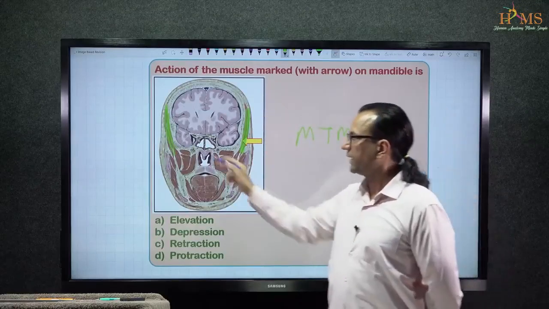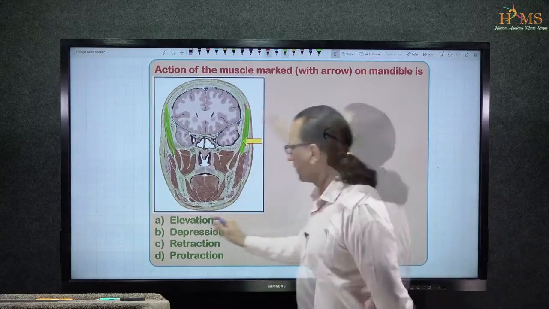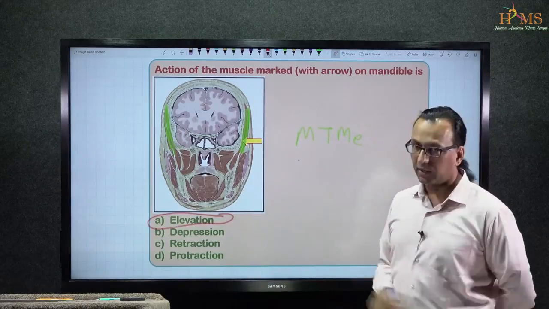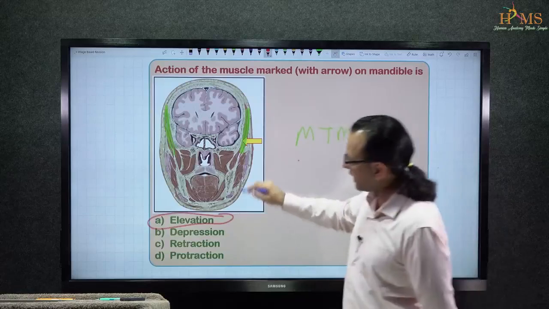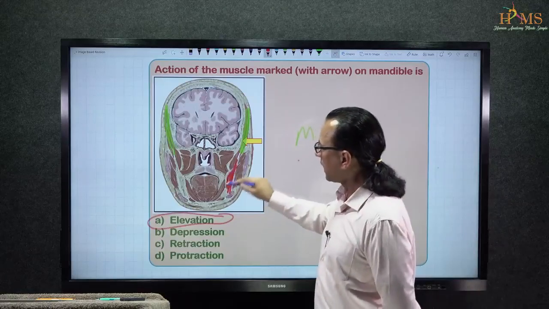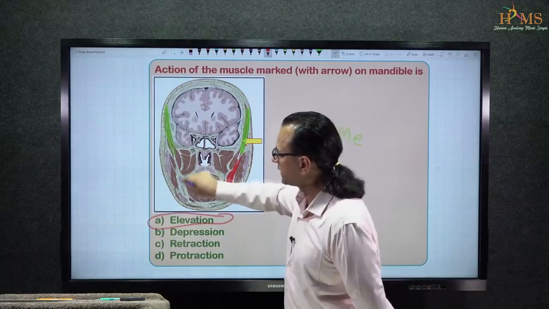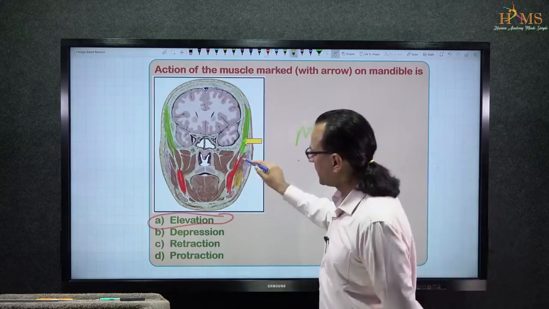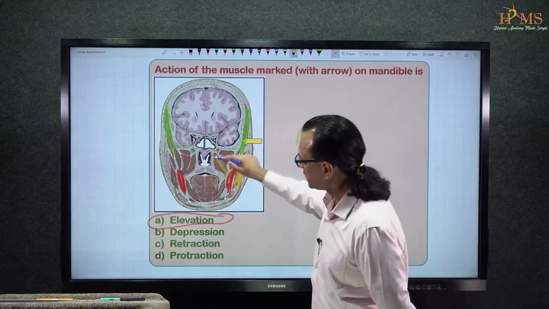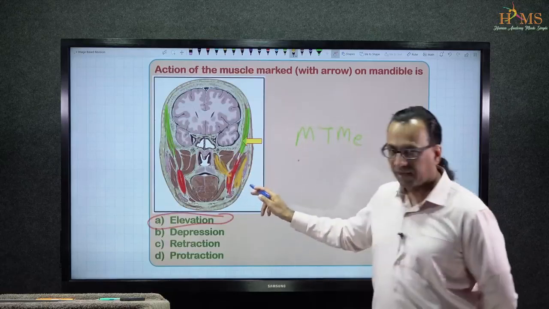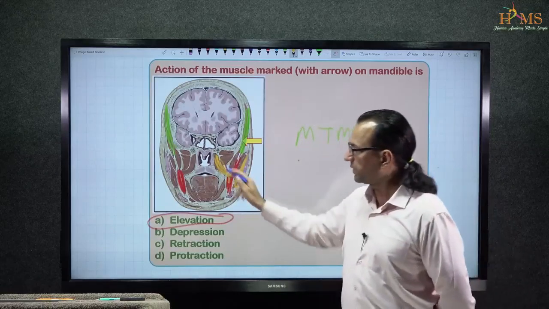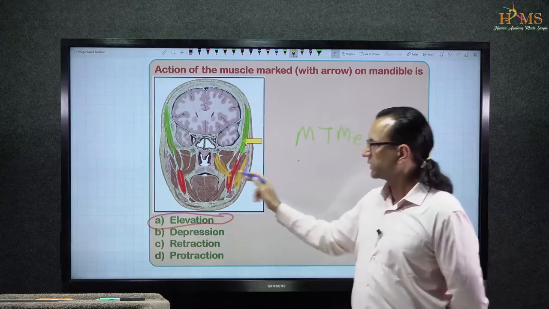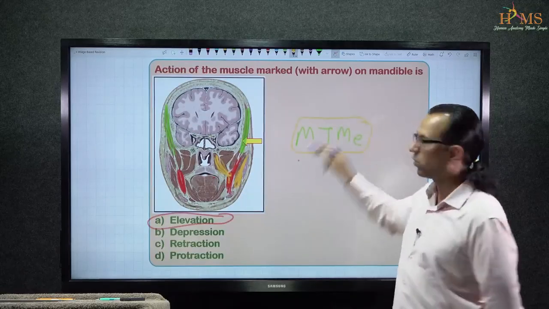Now this is the temporalis, which is an elevator, so we'll keep our answer as elevation, but then you should also know the masseter and medial pterygoid. They are identified by the fact that this is the ramus of the mandible, and attaching to the ramus you will see there is a medial muscle and a lateral muscle. The lateral muscle is the masseter and the medial muscle is the medial pterygoid. So if you come medial to the ramus of the mandible, it is the medial pterygoid. If you come lateral, it is the masseter. The M, T, M muscles are elevators of the mandible and they close the mouth.